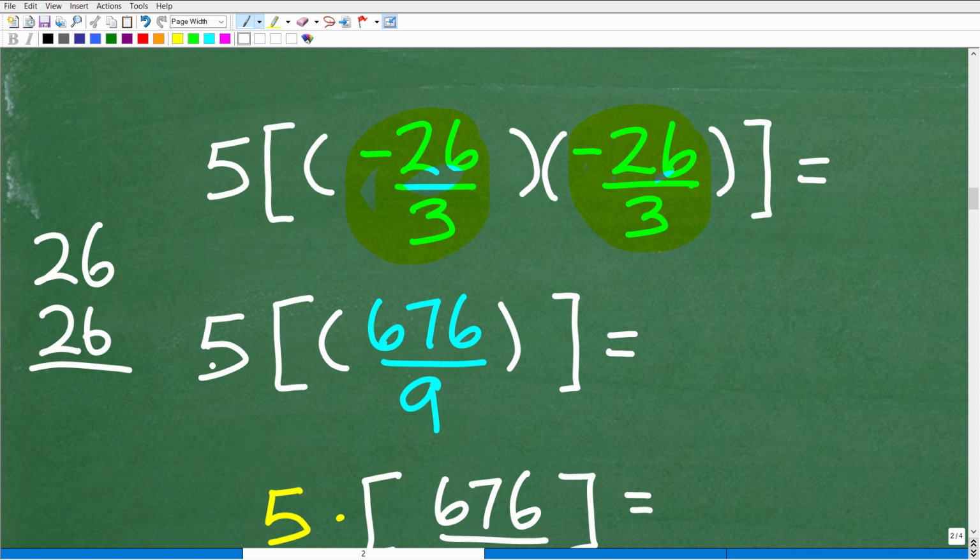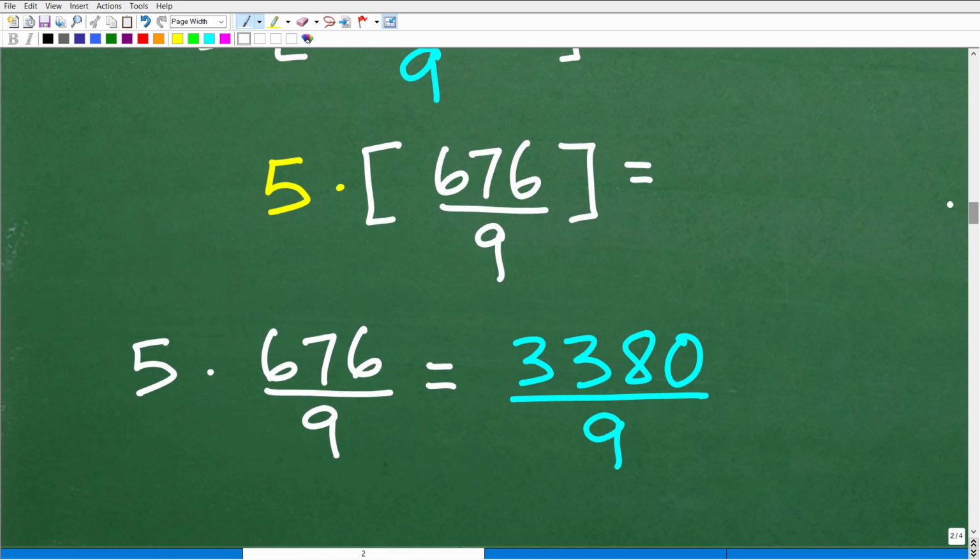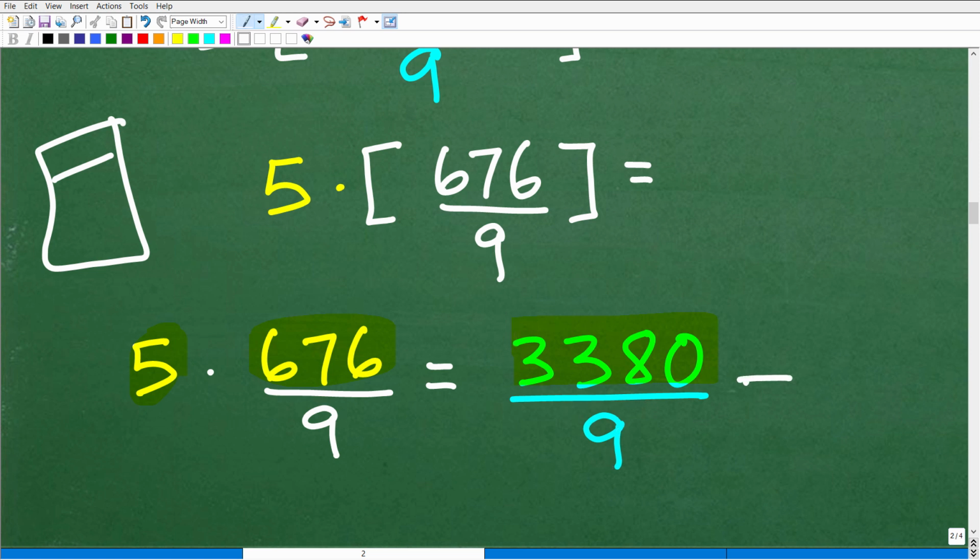So now we have 5 times 676 over 9. And of course, we can do this lovely math right here. Just take that 676 and multiply by 5. At this point, if you were like, yeah, I'm just going to use a calculator to do that, that's perfectly fine. And what you're going to get is 5 times 676 is going to be 3380. So we have 3380 over 9, and we want to see if we can reduce this.